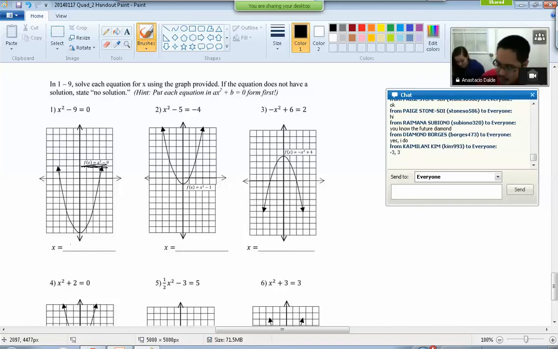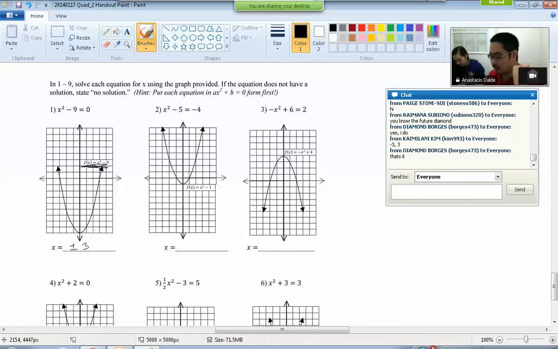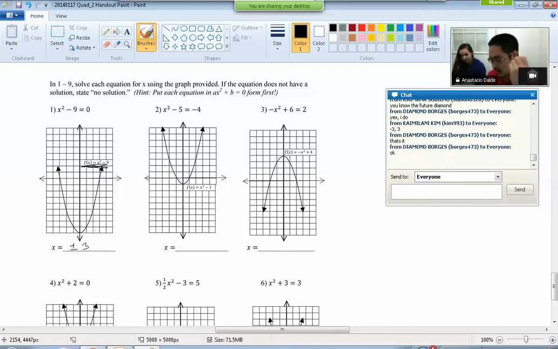Where x equals negative 3 and positive 3. So I'll just put plus and minus 3. That's it? That's it. Yep. Yeah, that is it. I'm not kidding. That's it. Okay. Okay, well, what about number 3? Let's try number 3.